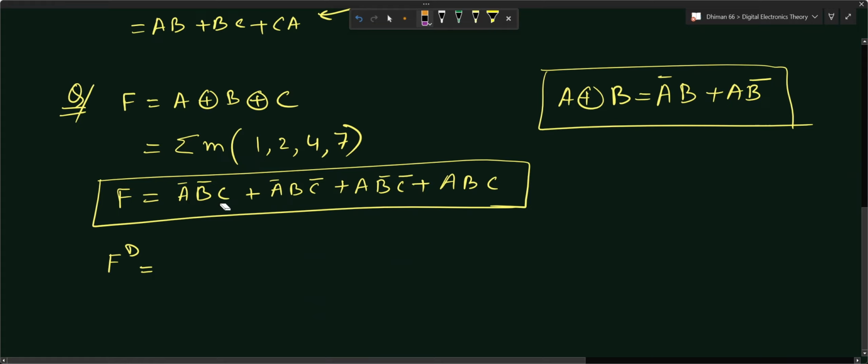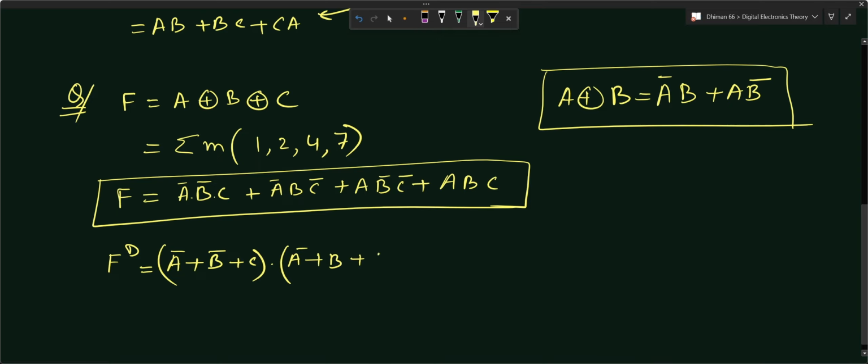So a bar b bar c, these are in AND operation. So what do we have to do? A bar plus b bar plus c. How have we got this value? That means the AND operation is replaced with this OR operation. Okay, you can see the variables are remaining as they are. Here we have the OR operation, so we will have the AND operation here. The second term is a bar plus b plus c bar.